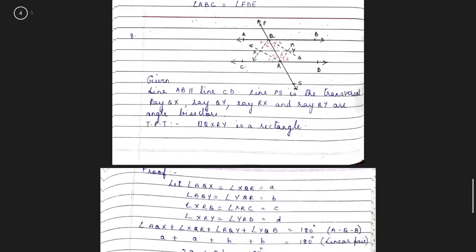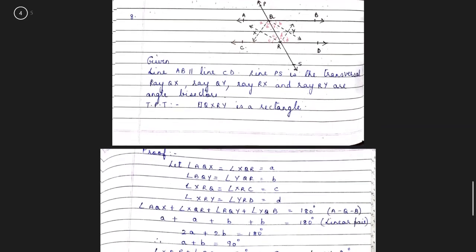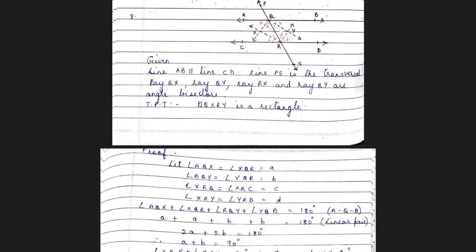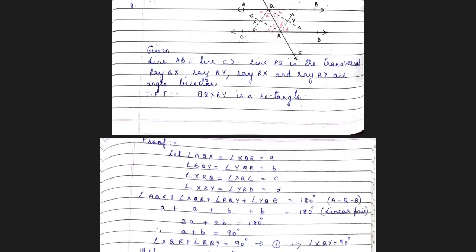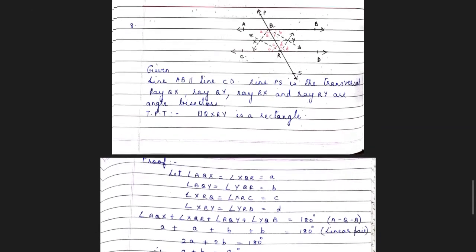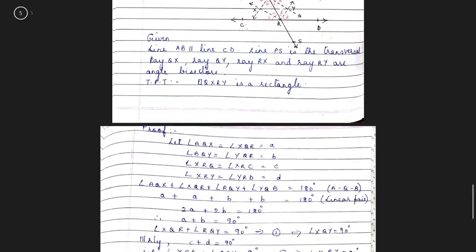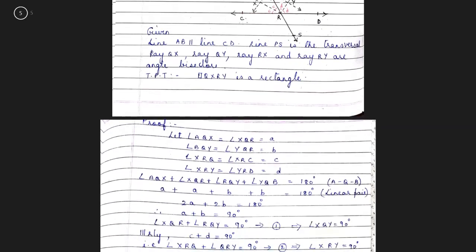Now what is this A? Angle XQR. What is B? Angle RQY. So I get angle XQR plus angle RQY is 90 degrees. I can add both these angles together by angle addition property and I get angle XQY as 90 degrees. Okay, that's your equation number 1.